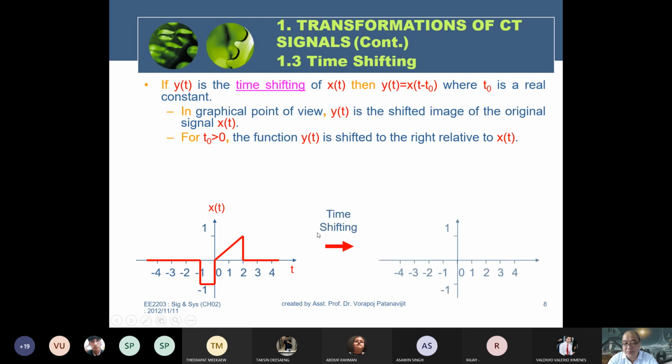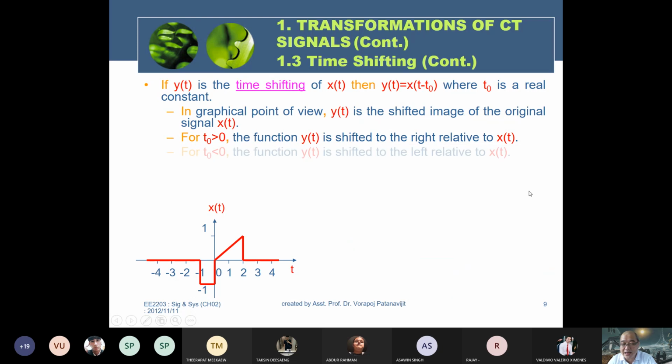Therefore, in this example, if the original signal is xt, shown in this figure, then yt in this case equals xt minus 2. Checking against the general form, t minus t naught, in this case t naught equals 2. If t naught equals 2, it means t naught is positive. If t naught is positive, the function yt will be shifted to the right hand side. We see that it is shifted to the right by 2.